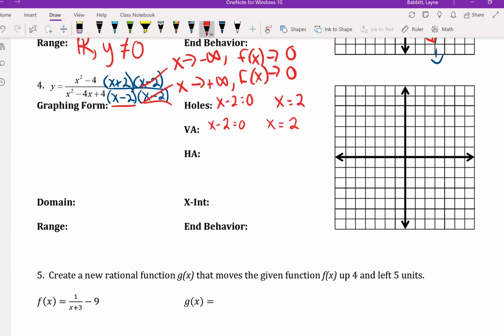All right, horizontal asymptote. To find the horizontal asymptote, we do the cases. Degree of the top is the same as the degree of the bottom, so we do p over q. P is 1, q is 1, so it's just going to be 1 over 1, which is 1. So vertical asymptote at 2, horizontal asymptote at 1.